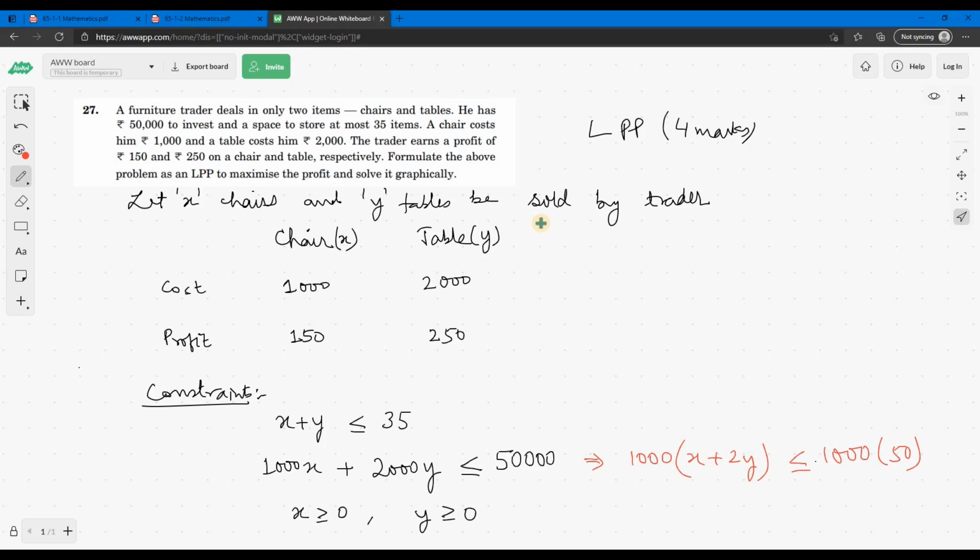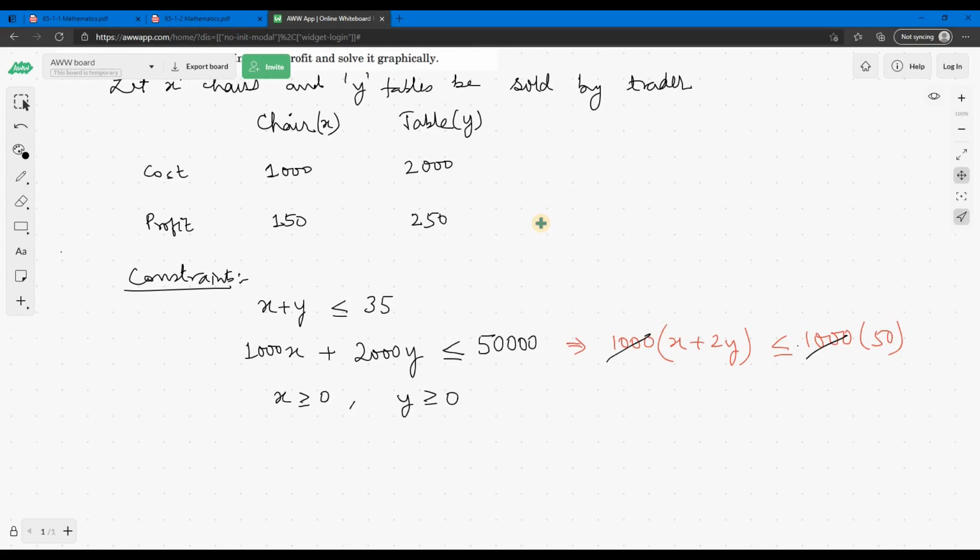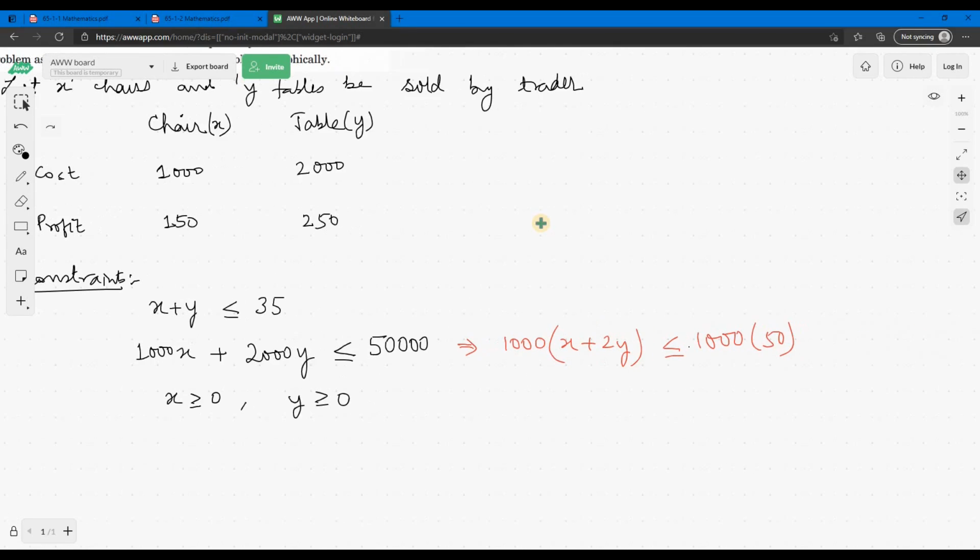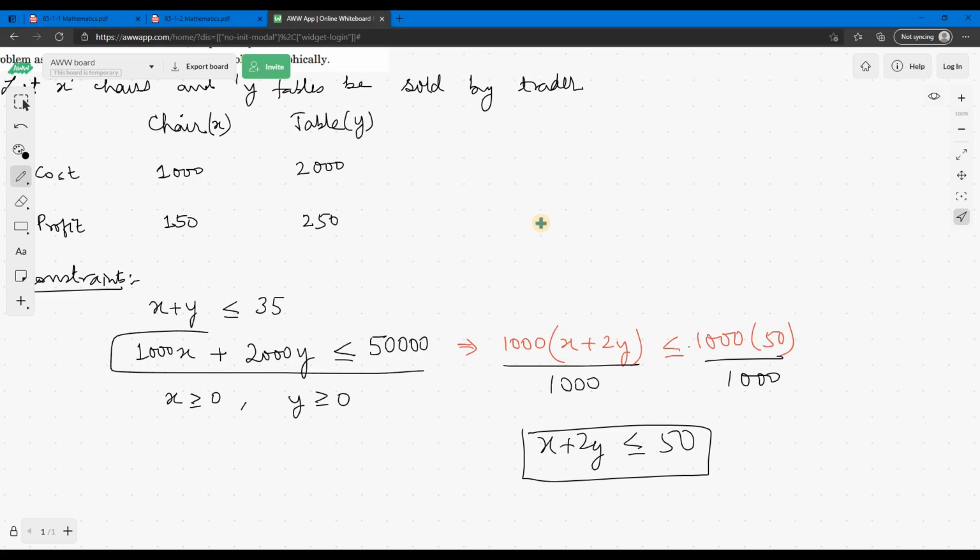Now we can cancel out the 1000 from both sides, since we divide by 1000 on both sides. Dividing by a positive value on both sides does not affect the symbol of inequality. So x plus 2y will be less than or equal to 50. This is the simplified form of this constraint.